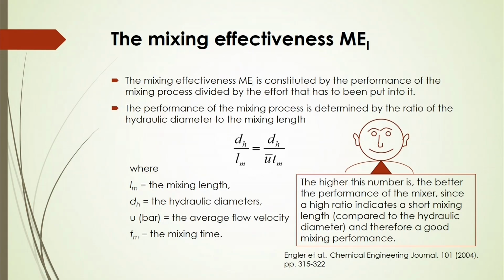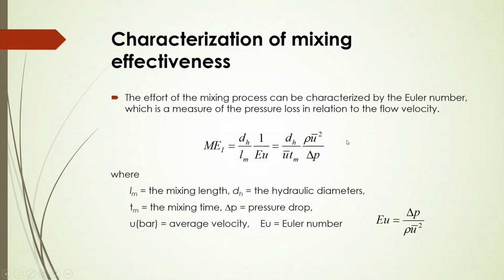The performance of the mixing process is determined by the ratio of the hydraulic diameter to the mixing length, as shown in the slides. By this equation you can have the ratio of the hydraulic diameter to the mixing length. And then if you know the hydraulic diameter and the mixing length, the effort of the mixing process can be characterized by the Euler number, together with this ratio of the hydraulic diameter to the mixing length, and this is a measure of the pressure loss in relation to the flow velocity.